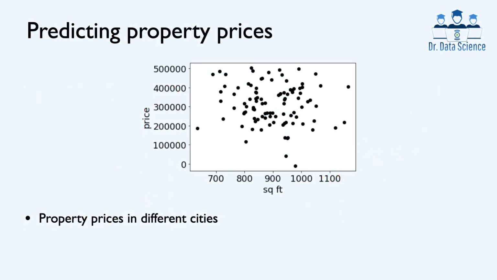Next, let's take a look at the property price prediction problem, which is a very famous problem for using machine learning algorithms. In this example, we have only one input variable or feature, which is the square footage of a house, and then the output variable is the sales price. And let's say this is a data set that we collected by looking at sales prices in different cities.